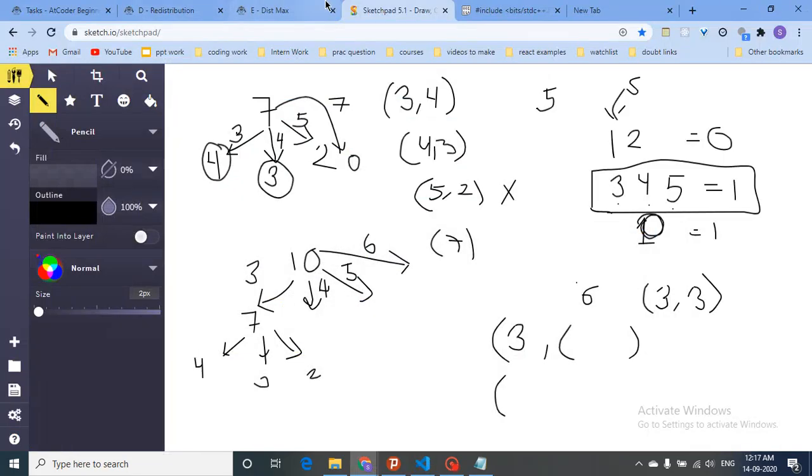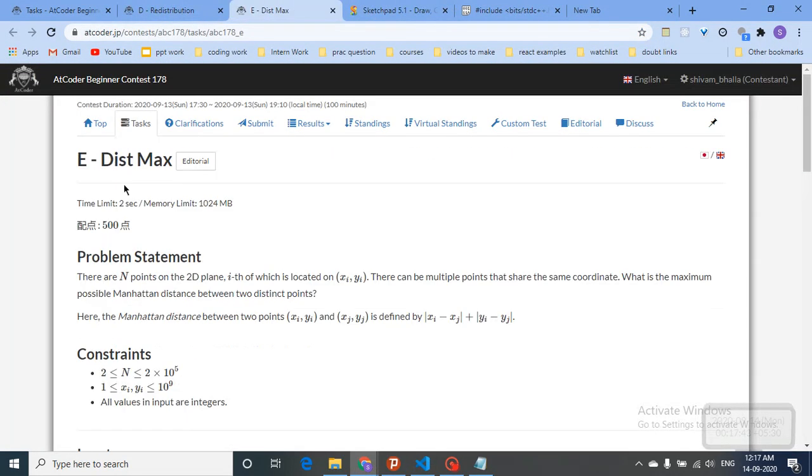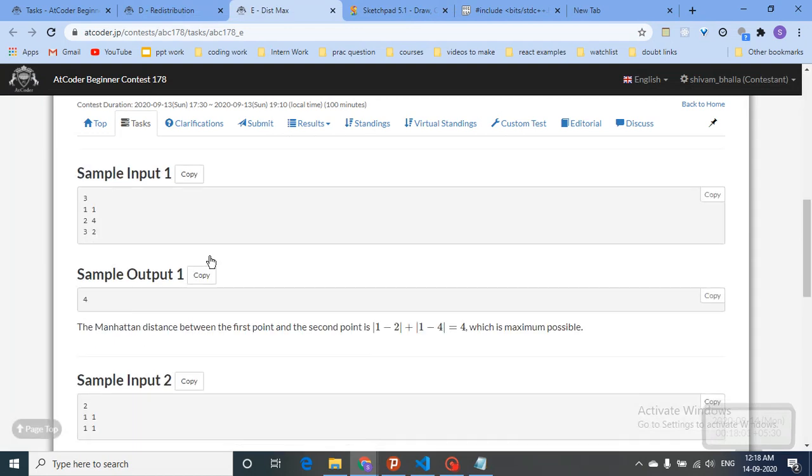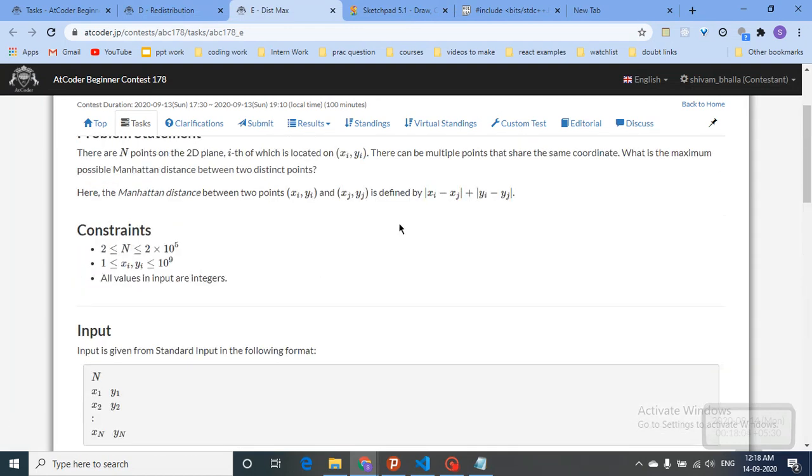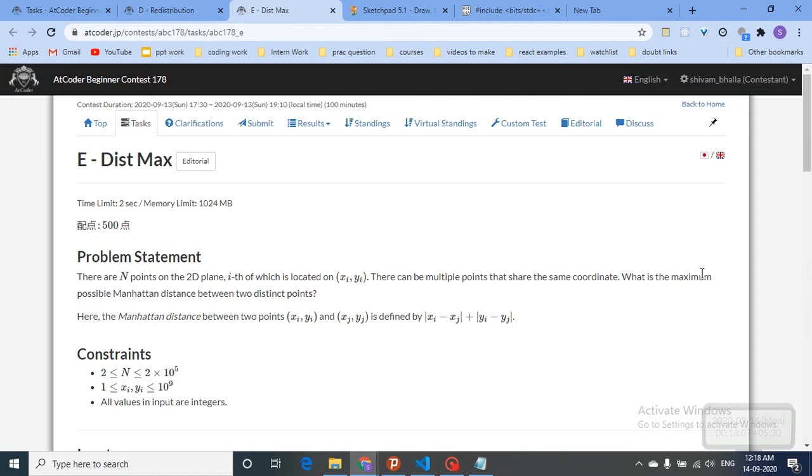Let's move on to the fourth question, or the fifth question, sorry. Distance max is just a question of pure mathematics, nothing else. So I will tell you how you can find out this value. The question statement states that you are given n points in the 2D plane, and the ith point is located at xi, yi. There are multiple points that can share the same coordinate, which means there can be same coordinates also, and they can be different coordinates. So you are given some n coordinates, and then what is the maximum Manhattan distance between any two distinct points? You can take any 2 points in the given points and find out the maximum possible Manhattan distance. So that's the Manhattan distance, and you have to find out the maximum possible value.